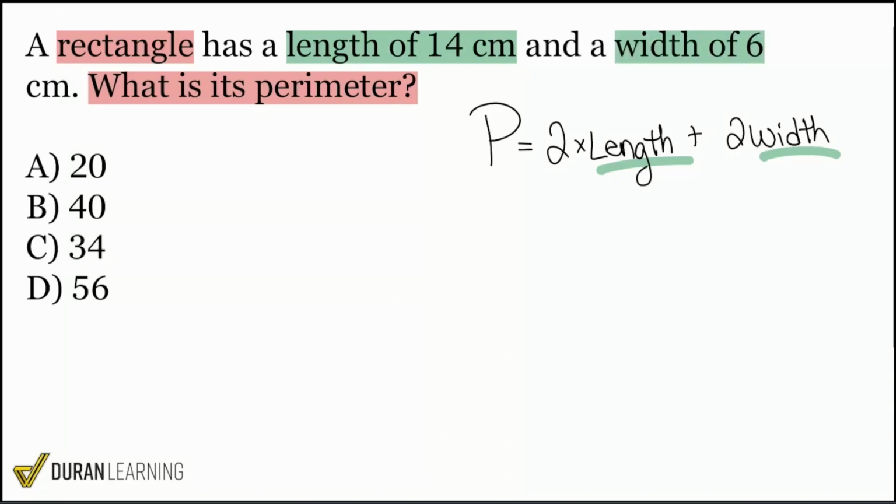I have everything I need. So I'm set. So here we go. My length is going to be 14. My width is going to be 6. And I'm just going to rewrite everything else around it. It was 2 times that length plus 2 times that width.